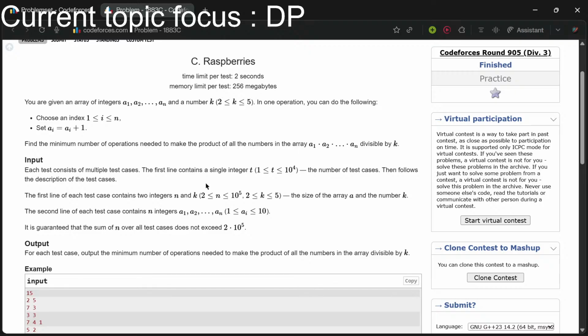For dynamic programming here, there's definitely a recursion in this problem. So in a recursive state, how can I solve it? Recursively, I can just pick the first element and increment it to be a multiple of k. Yeah, that's all. Increment it so that it becomes a multiple of k. Then what? And then check the answer with the product.